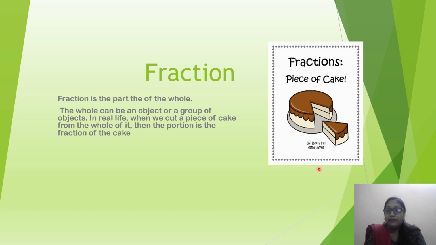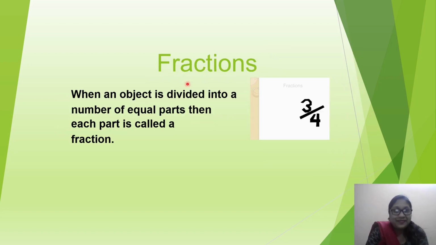One more example for this, if I have an apple and I cut it into two parts, so each part would be the fraction of the whole apple. When an object is divided into number of equal parts, the most important thing is equal parts, then each part is called a fraction. Fraction will be written in the form like 3 upon 4, like 1 upon 2, like 3 upon 5.